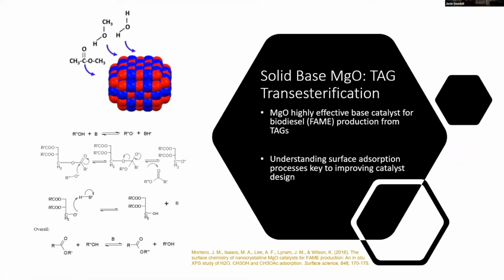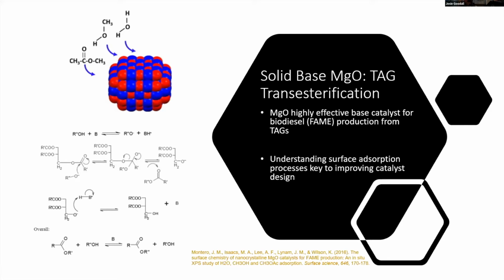So the first example I've got is some work from years ago, looking at some surface-based catalysts for transesterification. MgOs are very commonly used for trying to get some transesterification into biodiesel fuels. And with any kind of catalyst, understanding the surface adsorption processes is key to understanding your catalyst process and improving your catalyst and improving the way that they interact with your feedstocks.